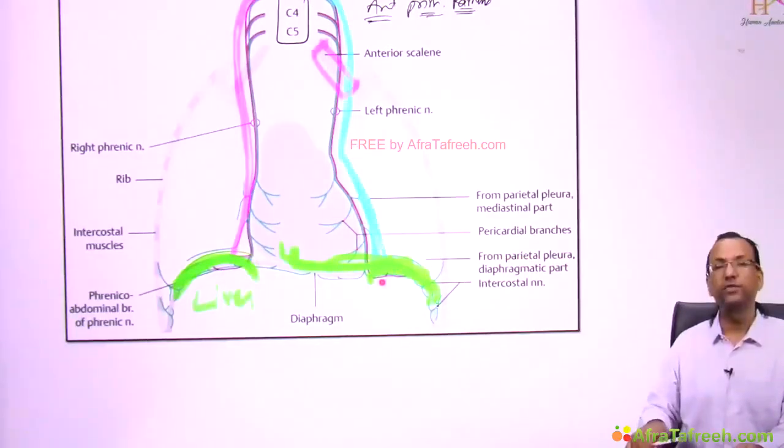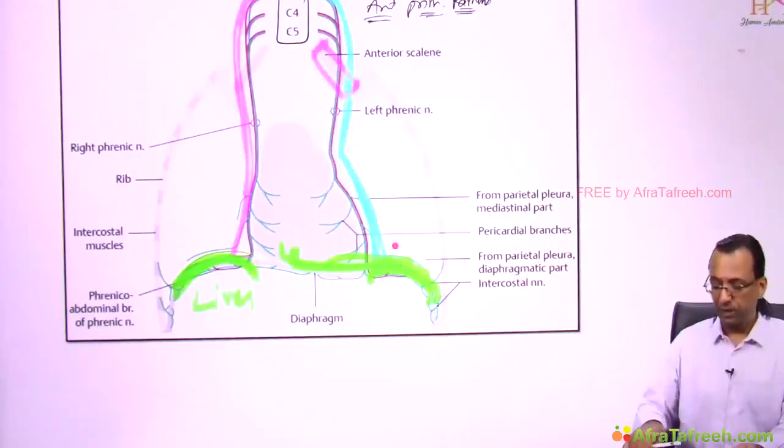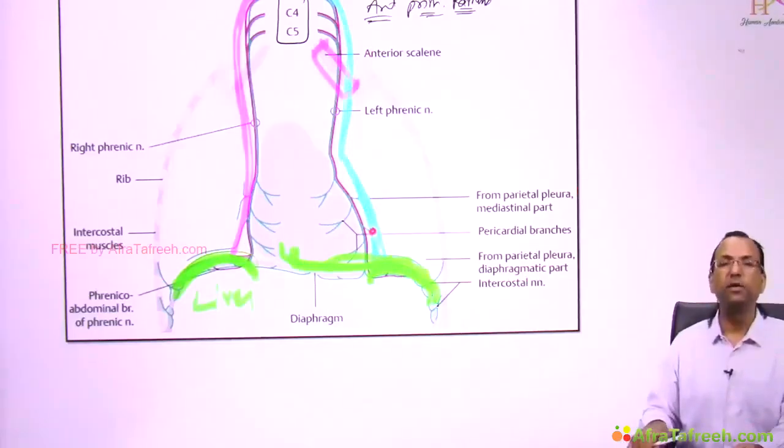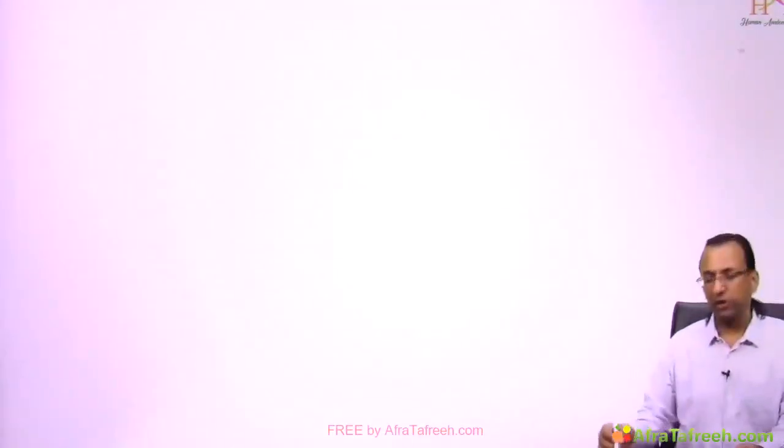So that's why which phrenic nerve will be longer? Because this dome is lower, this nerve is longer. And why is it oblique? Because the left border of the heart is oblique. Let me draw a diagram and then explain this. So let us draw the diagram.